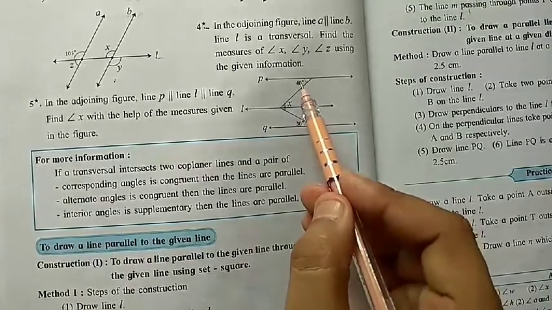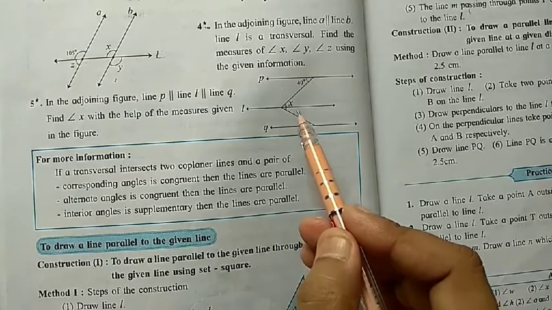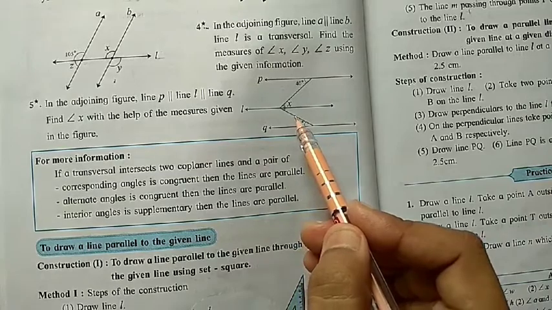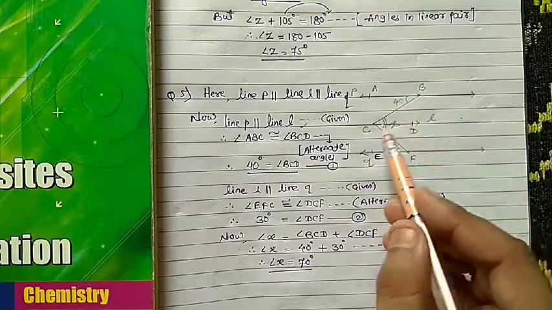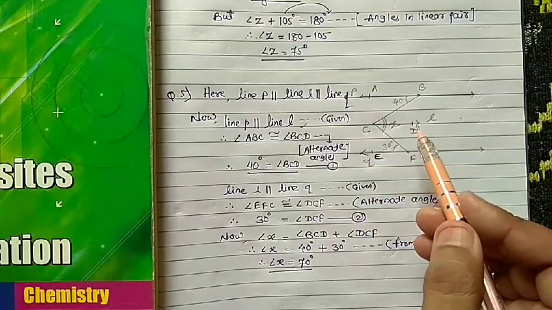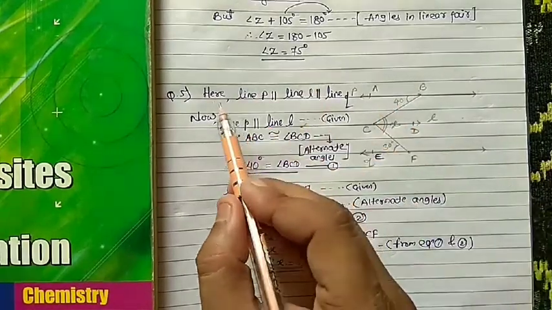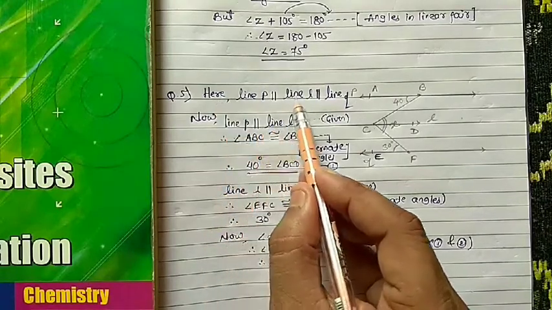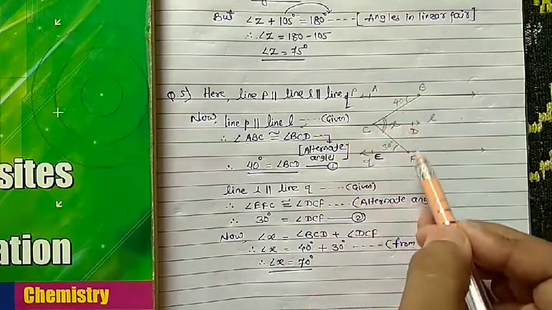The measure of this angle is 40 degrees. The measure of this angle is 30 degrees. So with the help of this information, we have to find the value of angle x. Now let us see the solution for this question. Here, to make the solution easy, different names are given in the figure. So you observe these names. In the solution, line p, parallel line l, parallel line q. These three lines are parallel to each other.